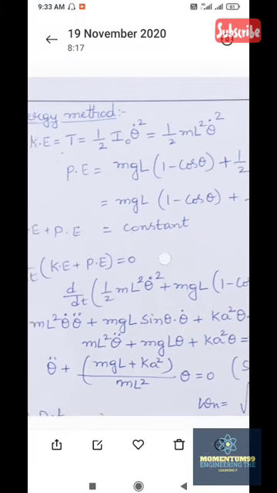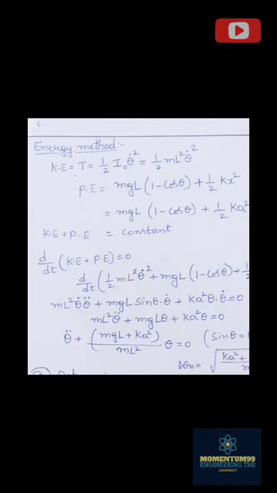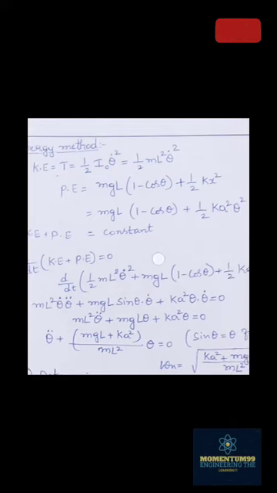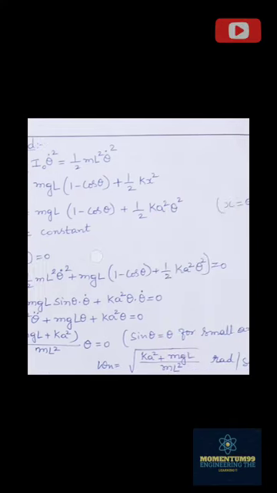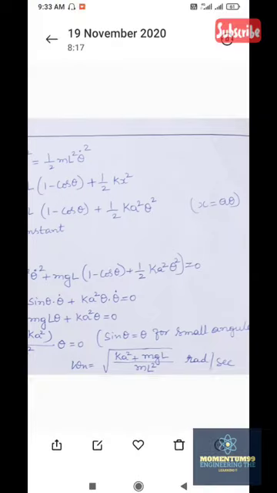Now differentiating that, rearranging, combining all the like terms like theta, theta double dot, everything, you will be getting this final equation: theta double dot plus (mgl plus ka square) whole divided by ml square into theta is equal to 0. And here we will be comparing this again with the standard equation, and we will be getting the equation of natural frequency as omega n equals root of (ka square plus mgl) divided by ml square, radians per second.